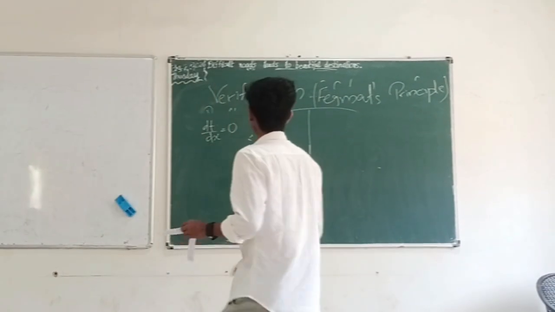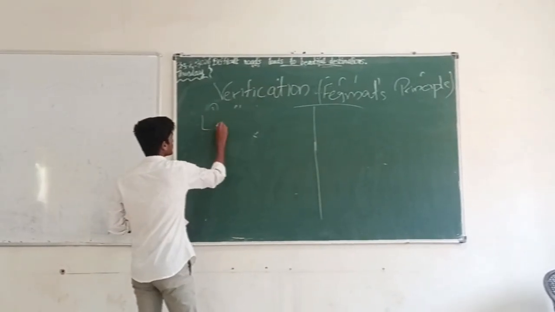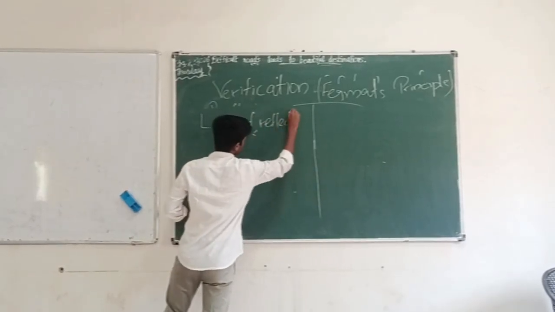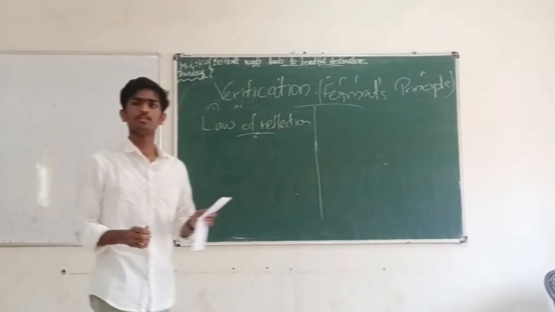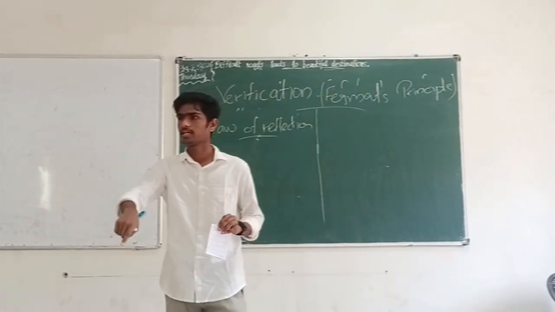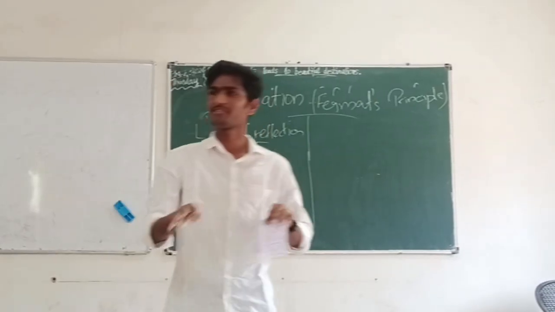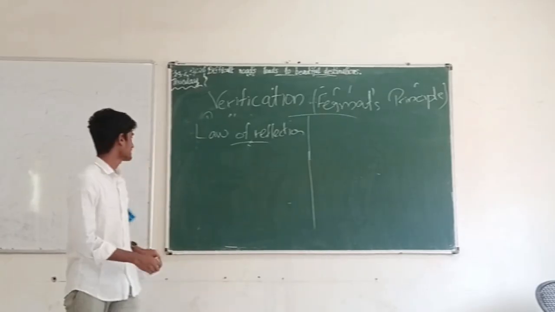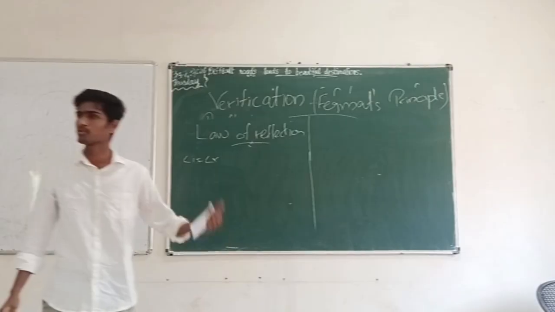So first I will verify the law of reflection. What are the laws of reflection? The first law is that the incident ray, reflected ray and normal all lie in the same plane. The second law is that the angle of incidence is equal to the angle of reflection. We will prove that law here.